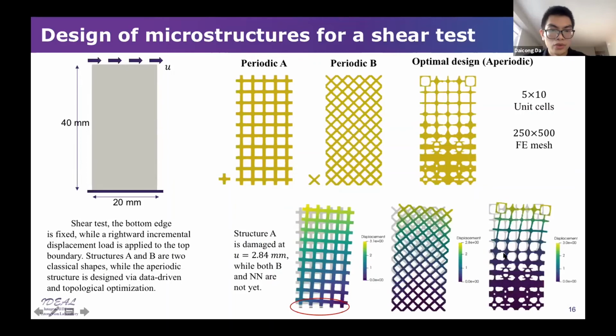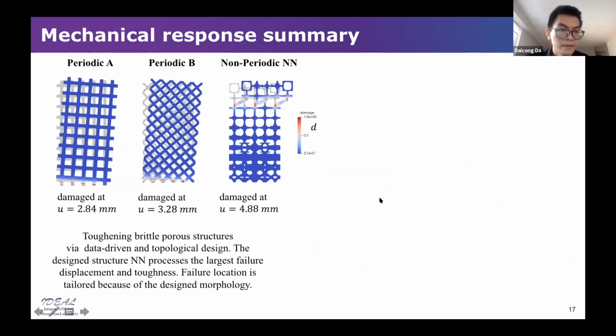And we also do the fracture mechanics simulation. At this displacement, the periodic structure A is already damaged, but this is not the case for the periodic B and also the optimized design we get. And if we keep loading, the periodic B will also be damaged at this displacement, almost 3.28, and the structure we designed based on our framework has the largest failure displacement. And also the location of the fracture initiation is changed because the global structure is changed.